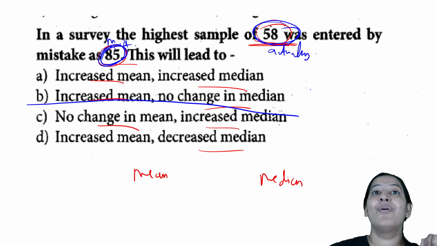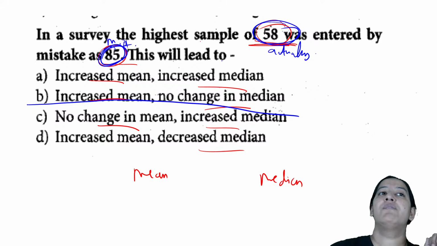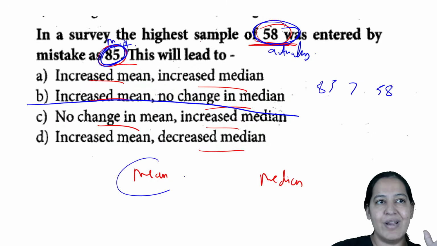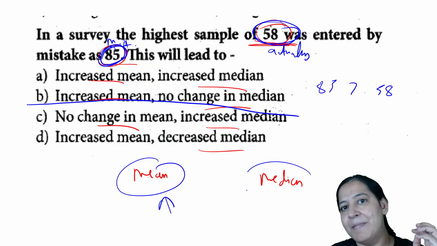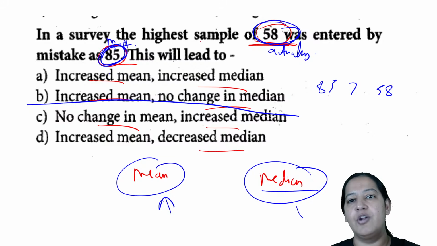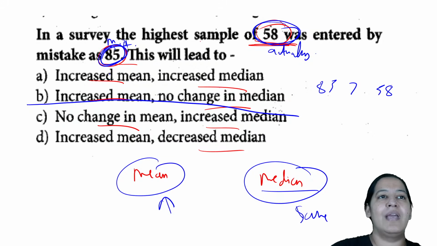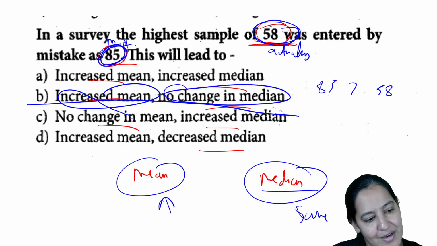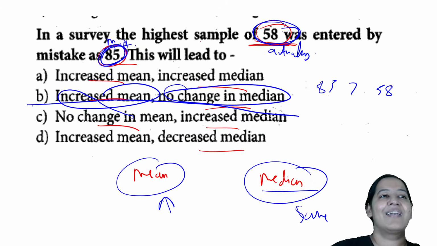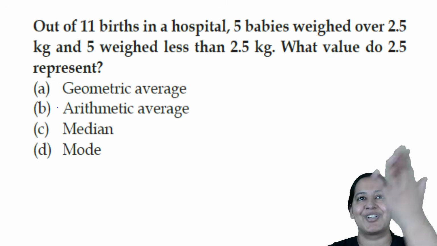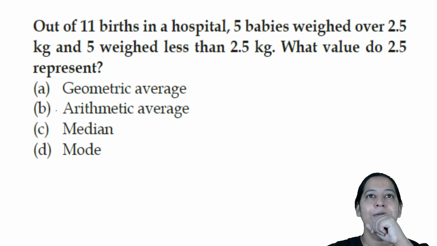Let me see. If instead of 58, you take 85, of course 85 is more than 58. So mean will increase, but median, the middle value, will be the same. If you arrange them in ascending or descending order, median value will be same. So mean increases and no change in median value. Yes, RK, you are absolutely right. Wajahat, you are also right. Correct answer here is B. So this is how questions are framed. Beautiful questions.